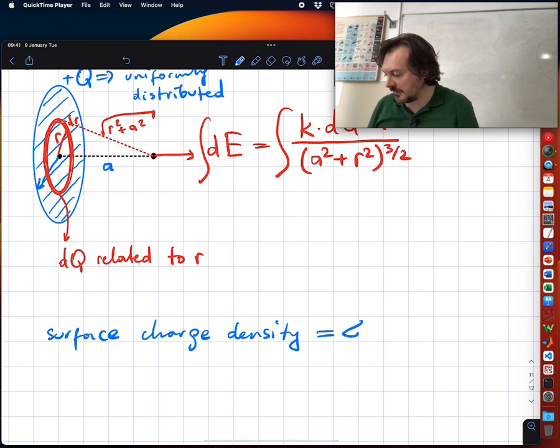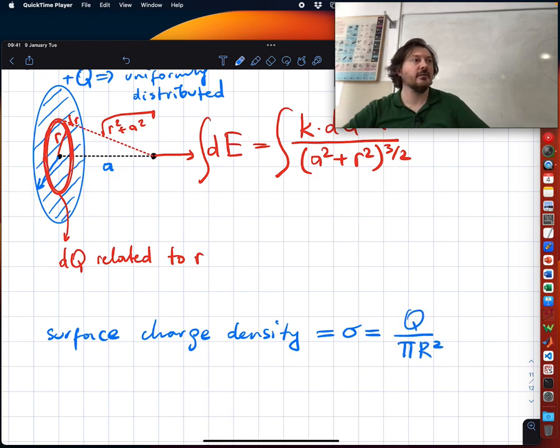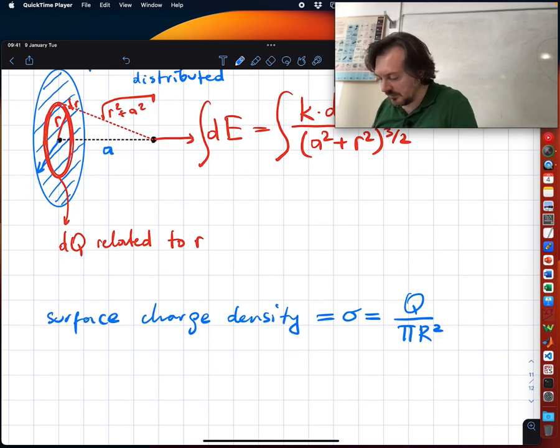Surface charge density is usually shown by this sigma. Very hard to draw it properly. Okay, now I'm happy. And it will be Q over pi r squared. Do you agree with this? Q is the total charge, pi r squared is the area of the disk. Yes? Now, how is dq related to r?